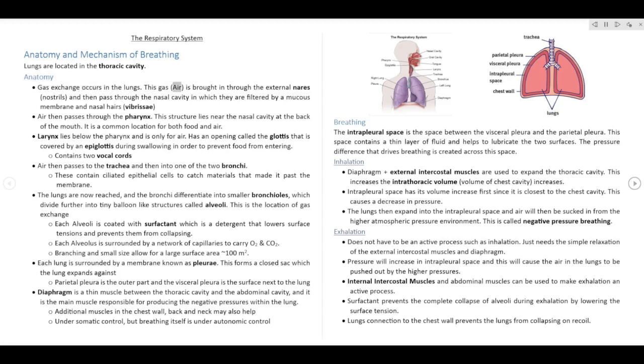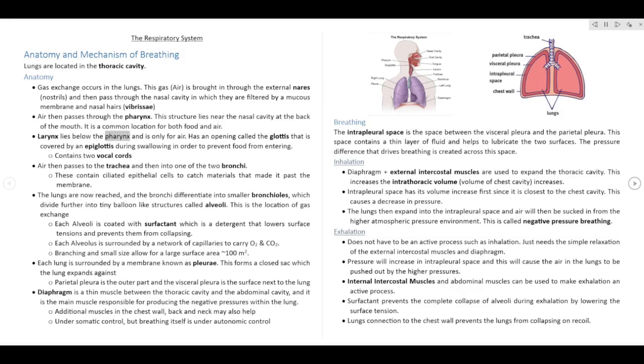This gas, air, is brought in through the external nares, nostrils, and then passed through the nasal cavity in which they are filtered by a mucous membrane and nasal hairs, vibrissae. Air then passes through the pharynx. This structure lies near the nasal cavity at the back of the mouth. It is a common location for both food and air.